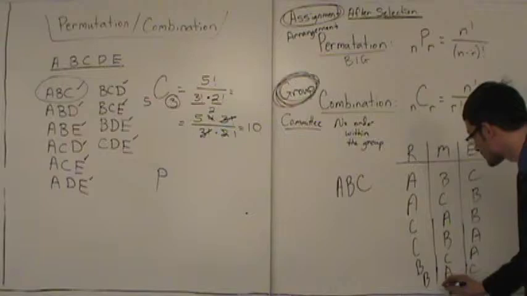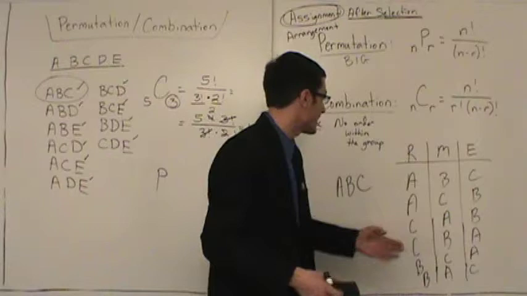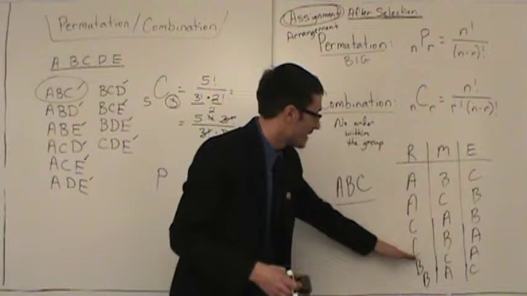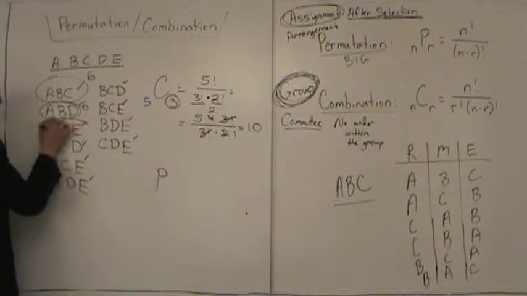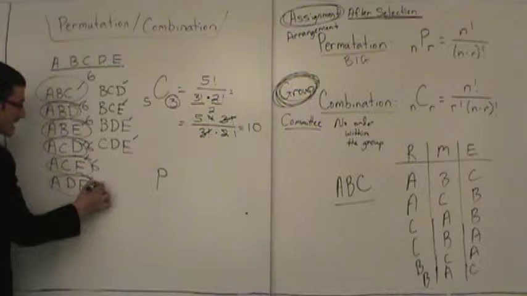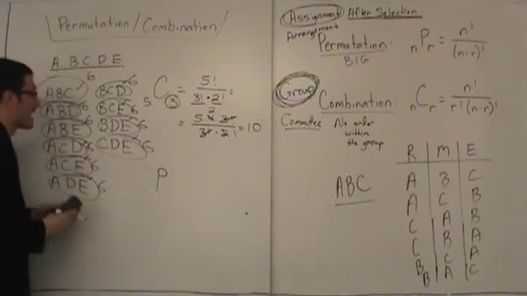I'm trying to give you a visual here so that you can see. All right, there are six ways. Now the one group, ABC, can be busted up into six different possibilities. How many possibilities do we have for this group? Six. And for this group? Six. And this group, six, and six. Every group has six possibilities.